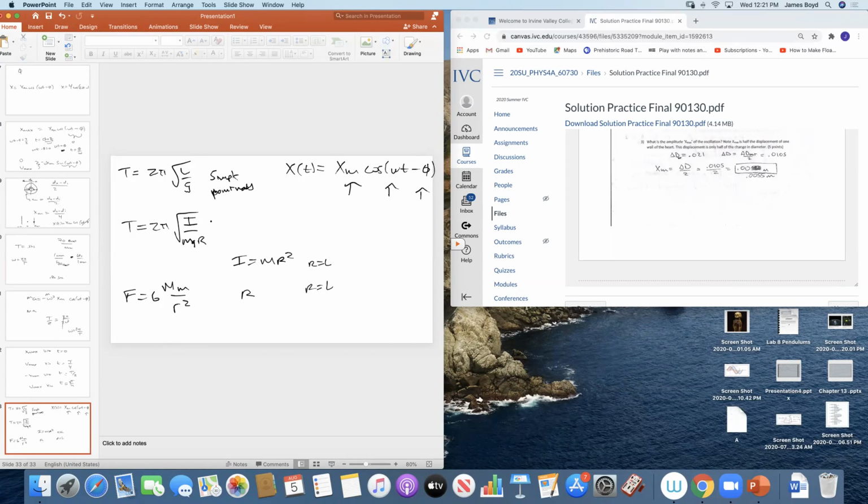You really should think of it though as using the physical pendulum. You're just doing it on a really simple object. Okay.